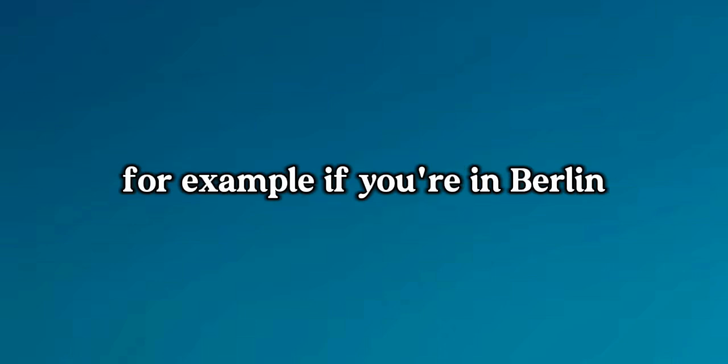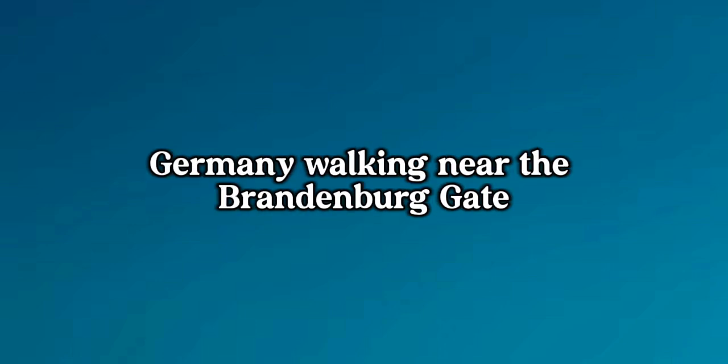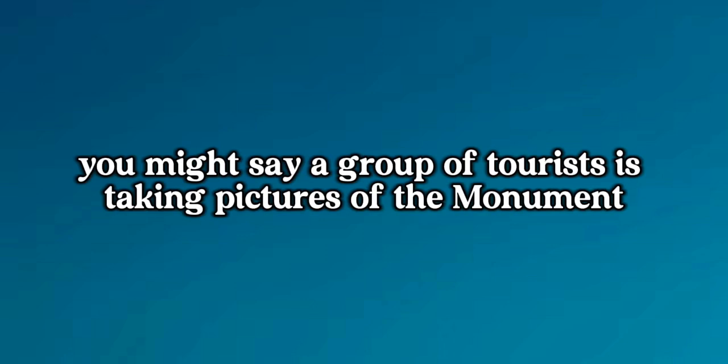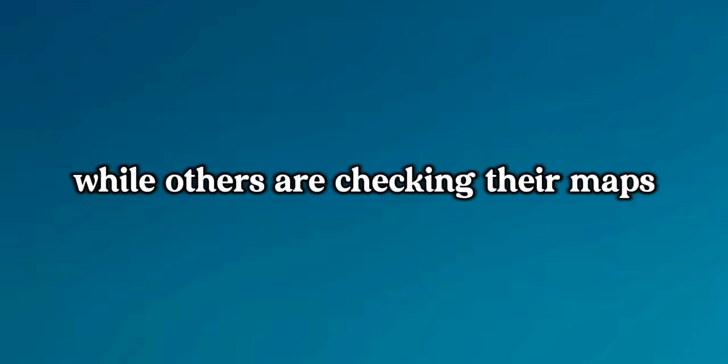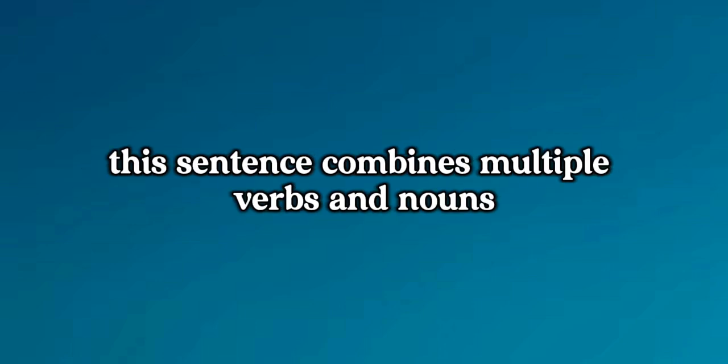As you become more comfortable, you can start making your sentences longer. For example, if you're in Berlin, Germany, walking near the Brandenburg Gate, you might say a group of tourists is taking pictures of the monument. Some of them are listening to their tour guide, while others are checking their maps. This sentence combines multiple verbs and nouns, giving a fuller description of the scene.